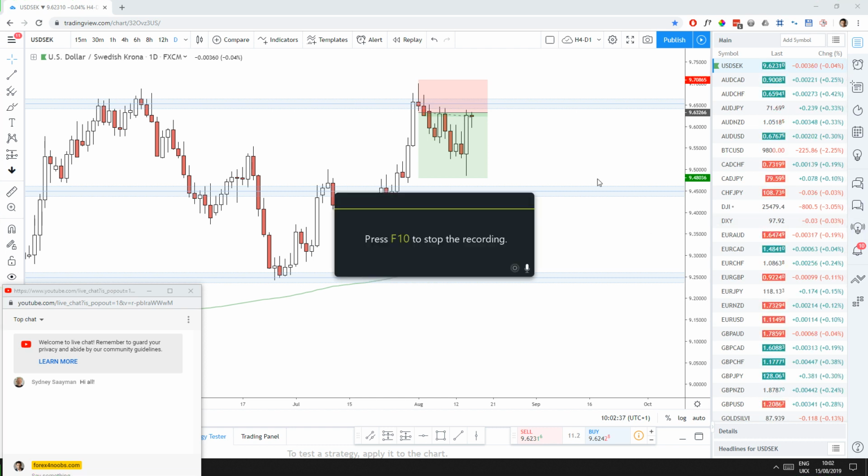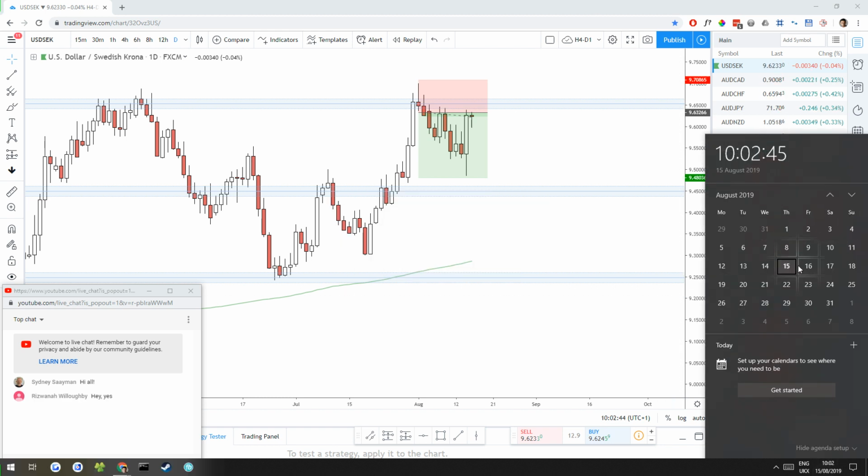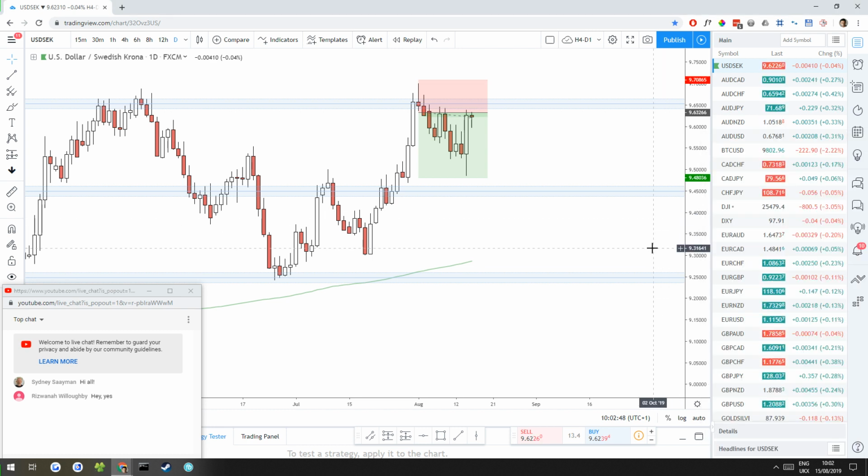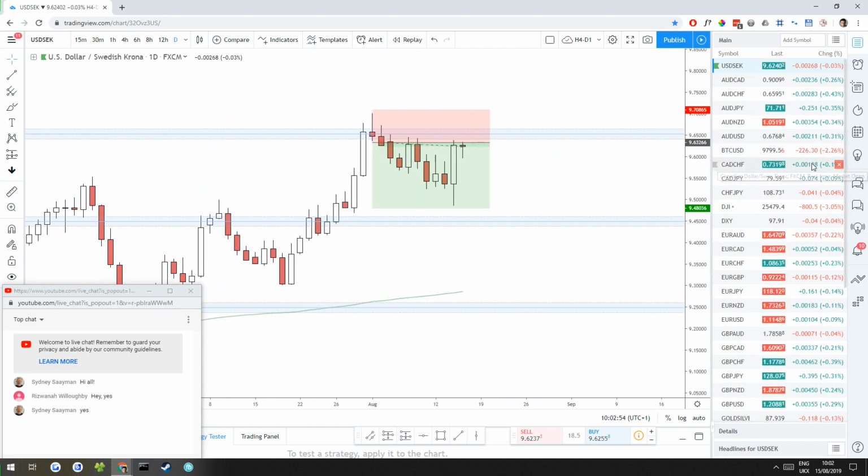This is Nick from forexfornoobs.com with the daily analysis. Today is Thursday, the 15th of August, 2019. Time is 10 a.m. here in the UK. You're looking at a USD SEK daily chart. In today's analysis, we're going to be looking for price action setups, although I doubt there are that many because we're having a bit of a weird week here.